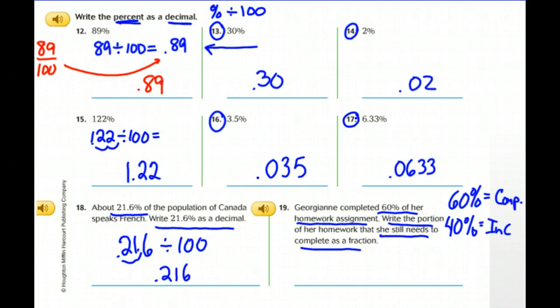So therefore, I have to take my 40% and write that in fraction form, which is 40 over 100. Reduces down. I can divide out my tens to get 4/10. I can divide out my 20s and end up with a final reduced answer of 2/5.